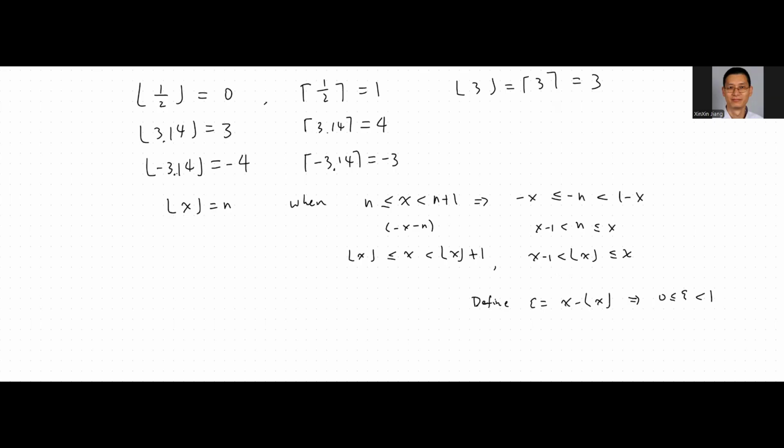So when we see a floor, normally we have this: x equals the floor of x plus epsilon, where epsilon is greater than or equal to 0 and less than 1.